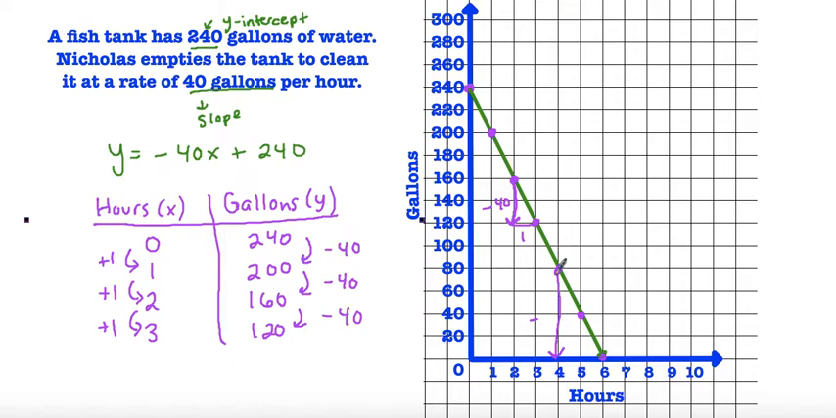So from here to here it's 20, 40, 60, 80. We're going down 80 gallons in 2 hours. So that's the same thing as negative 40 over 1 because negative 80, so decreasing 80 gallons in 2 hours, is the same thing as decreasing 40 gallons in 1 hour. So that's our slope. And our y-intercept is up here because our tank started off at 240 gallons.